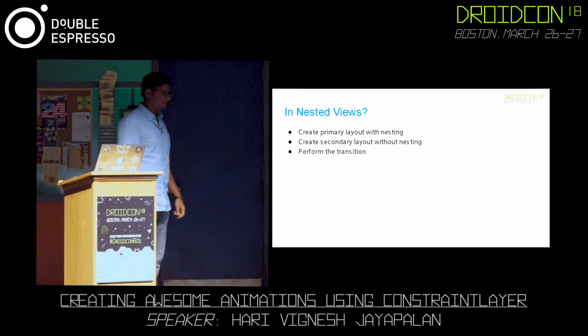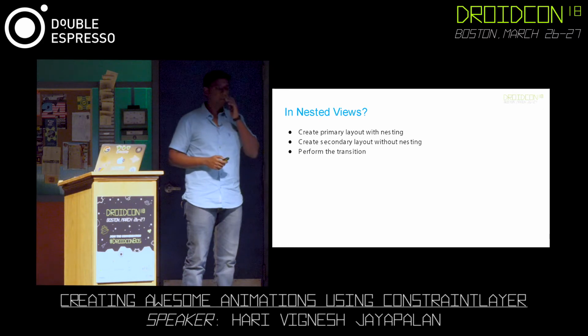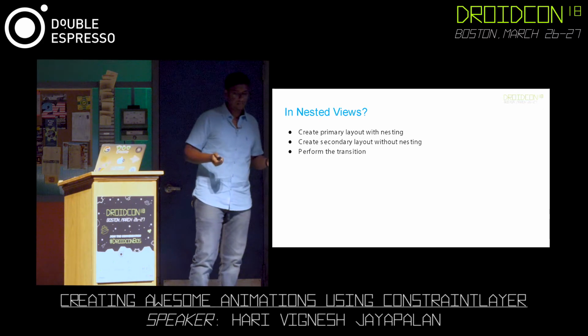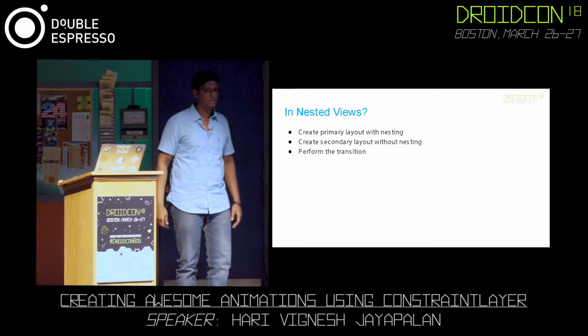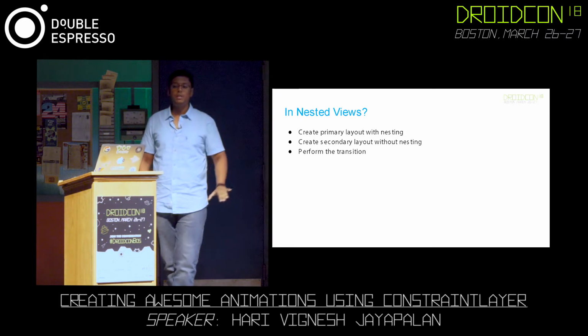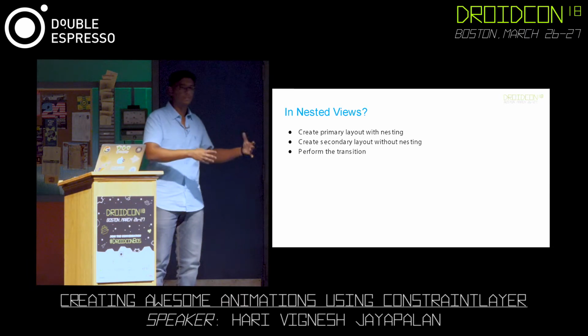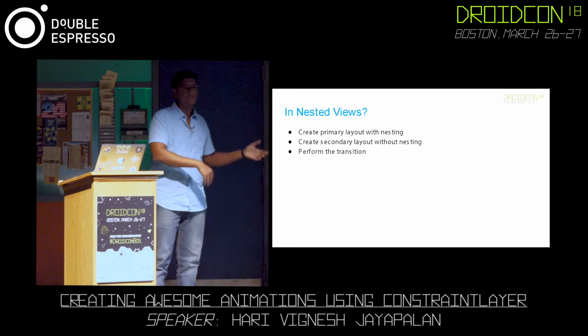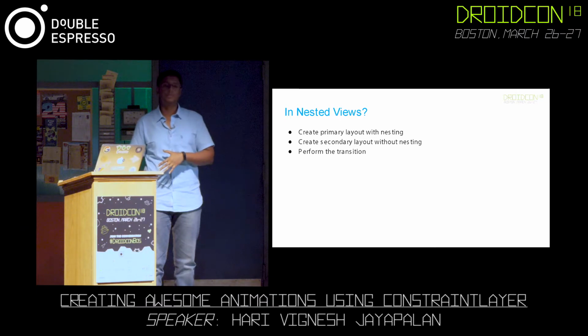So how does this work when you're nesting a view? With nested views, the animation can obviously be achieved, but you need to put in a little additional effort. You create the main frame, the first frame, using the nestings. Put all your stylings into that frame. The second frame shouldn't be nested. It should have only a constraint layout as the root layout. And then you initiate the transition.